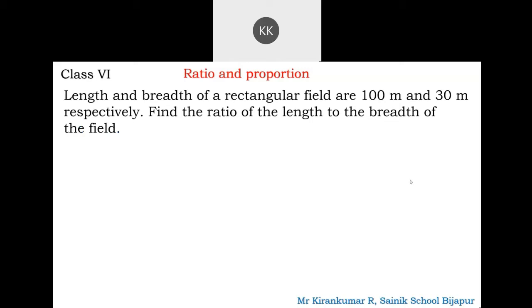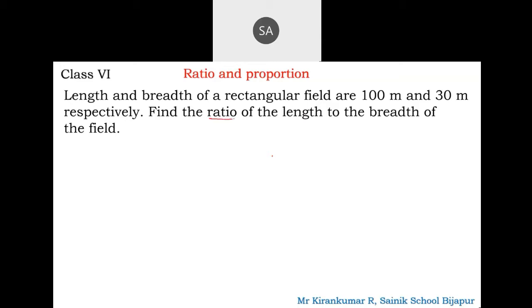Look at the question here. Length and breadth of a rectangular field are 100 meter and 30 meter respectively. Find the ratio of length to the breadth of the field. 10:3. 10 is to 3. Very good. Correct. Why not 3 is to 10?